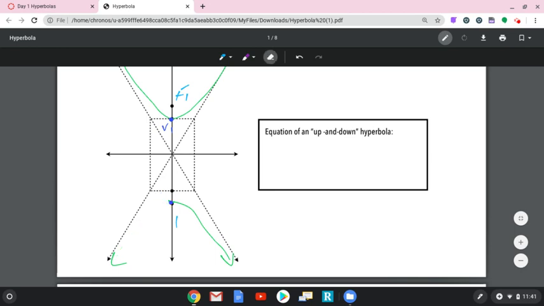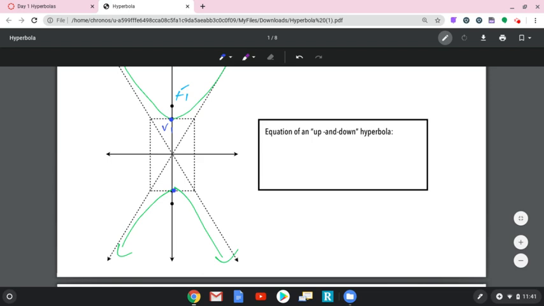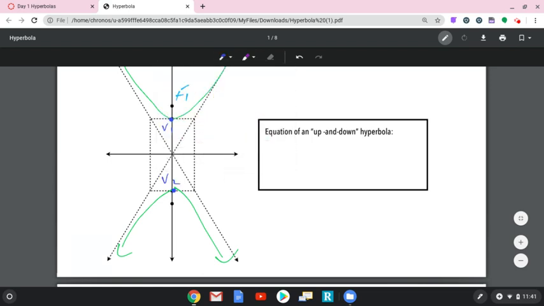Hold on, I drew the bottom one incorrectly. Sorry guys, I accidentally used the wrong point initially. So that's the vertices. We have vertex 1 and vertex 2, and then I have foci 1 and foci 2. All right, guys.